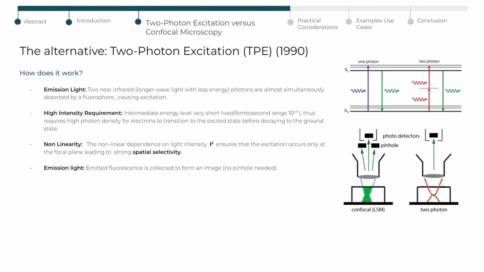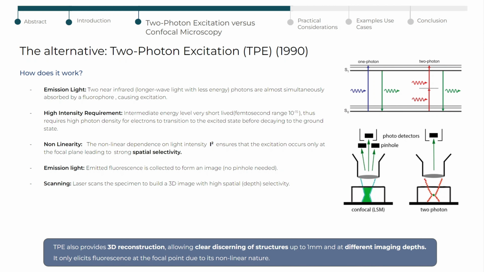Finally, the laser scans the specimen and repeats this process point by point to build a 3D image with high spatial and depth selectivity. So TPE also provides a 3D reconstruction, allowing clear discerning of structures up to 1 mm and at different imaging depths. It only elicits fluorescence at the focal point due to its nonlinear nature.